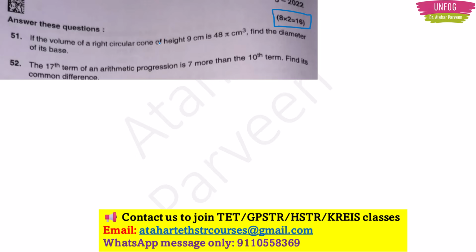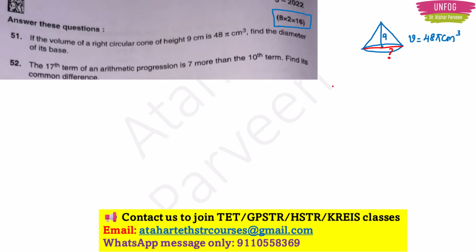Okay. So the first question is from the mensuration part. The question is, if the volume of a right circular cone of height 9 cm is 48 pi cm³, find the diameter of its base. So how does a right circular cone look? It will be like this, right? Something like this. In this cone they are telling that the height is 9 centimeter and that the volume of this cone is 48 pi cm³. You have to find the diameter of the base, meaning you have to find this part.